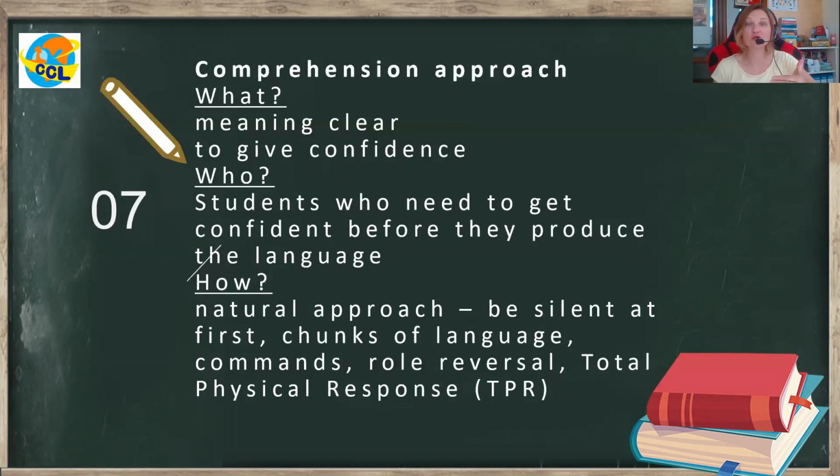It's for students who need to get confident before they produce the language. Okay, so to help make meaning clear, to make input comprehensible, okay, to help learners gain confidence so that they are willing to produce the language. Okay, so we don't force people to speak before they are ready for it. Okay, it's also called a natural approach to a certain extent, because it's about being silent at first, okay, and then when you're ready, you produce the language.